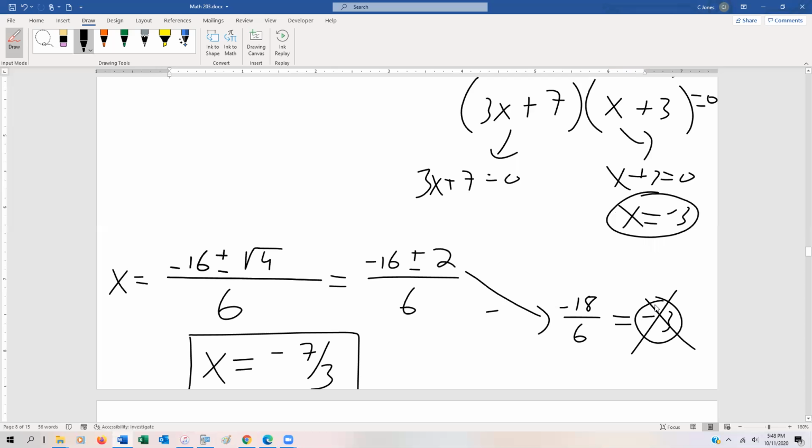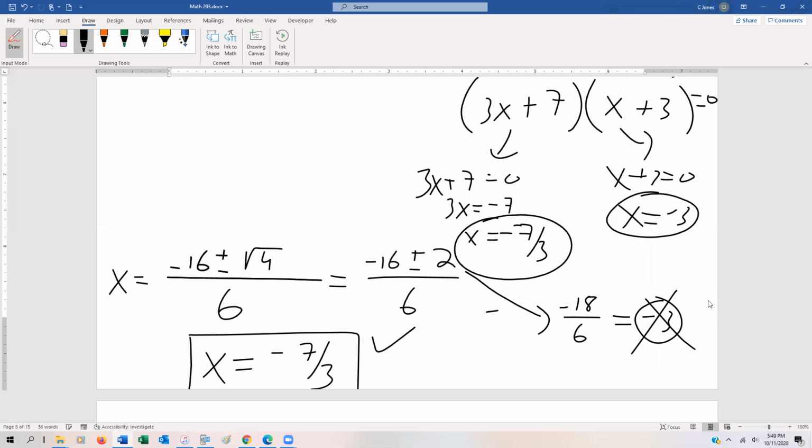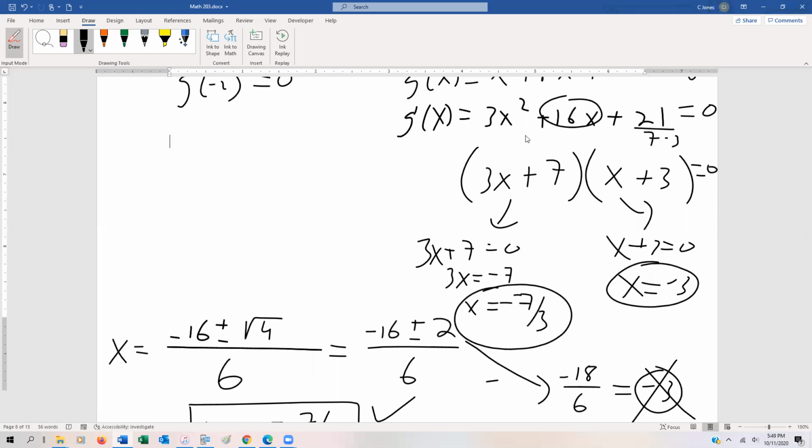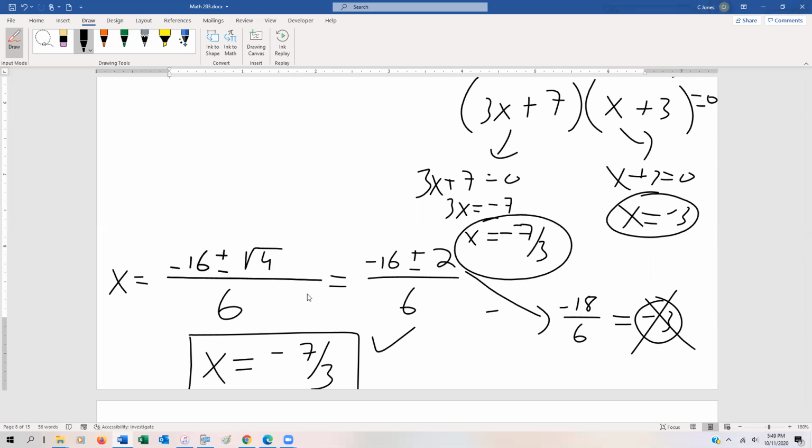All right, so notice right here we get x equals negative 3. We're going to subtract 7, and then we're going to divide by 3, and that's negative 7/3, which we already knew from the quadratic formula. But if we can factor, we could do this problem a heck of a lot quicker than if we went through and tried to use the quadratic formula. And also, the quadratic formula may lead to a lot of errors in computation.